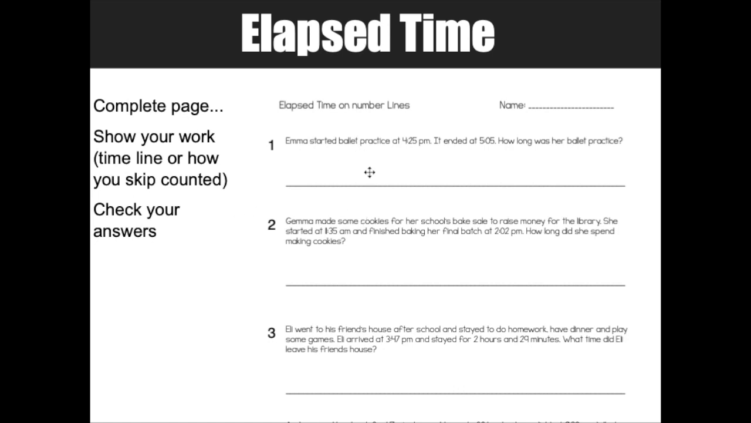So for example, on this line, Emma started ballet practice at 4:25. It ended at 5:05. How long was her ballet practice? You want to put on the information you know first. So I know that it started at 4:25. I know that it is ending at 5:05. And then you want to draw your mountains, molehills, and little pebbles to get from 4:25 to 4:05.